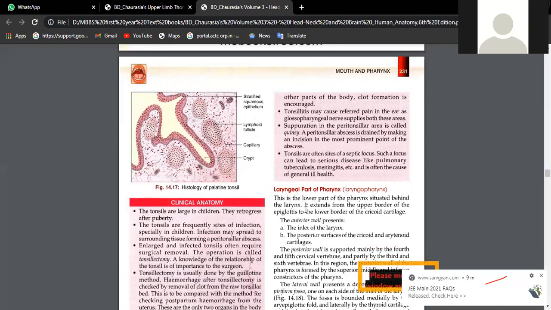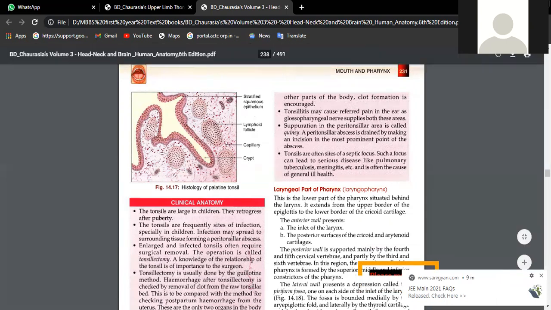And then fornix. Where do we find fornix? Cerebellar peduncles. Okay, fornix and cerebellar peduncles is from neuroanatomy.